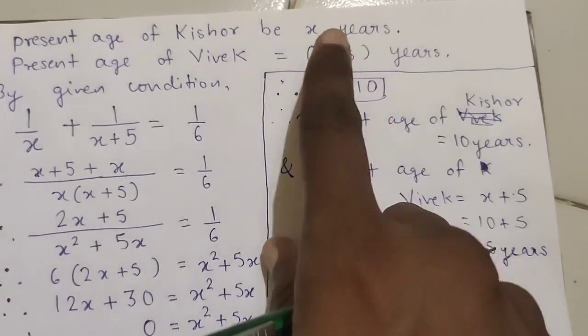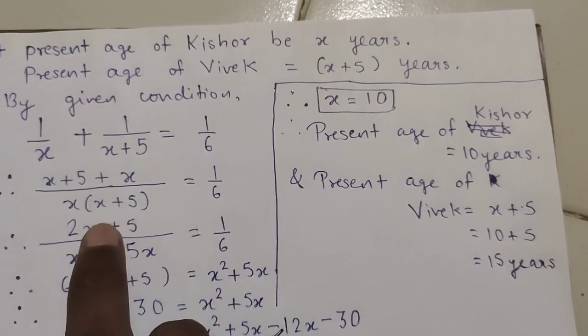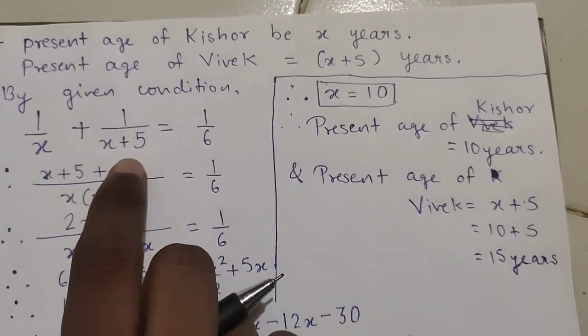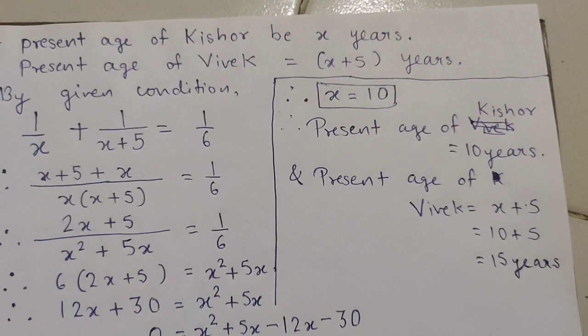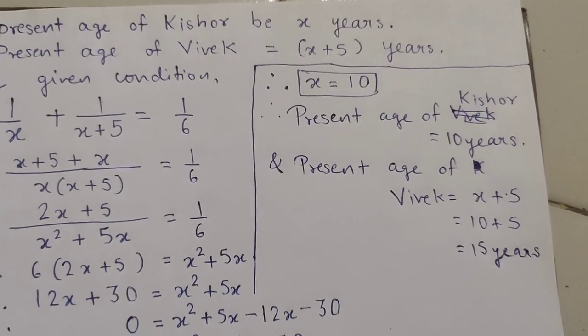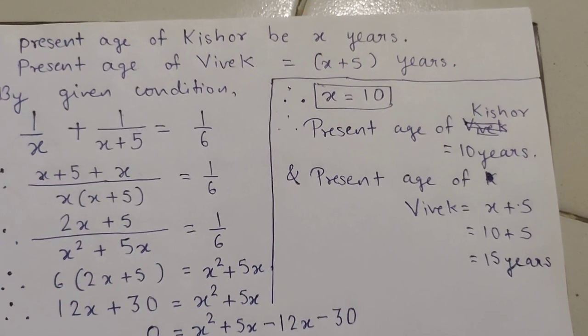Only the thing is you should know what is the meaning of reciprocal. So remember, whenever you are taking reciprocal, that means you have to take the reverse of that. That is, x becomes 1 upon x and x plus 5 becomes 1 upon x plus 5. That means whatever number is there, you have to reverse that. Okay.